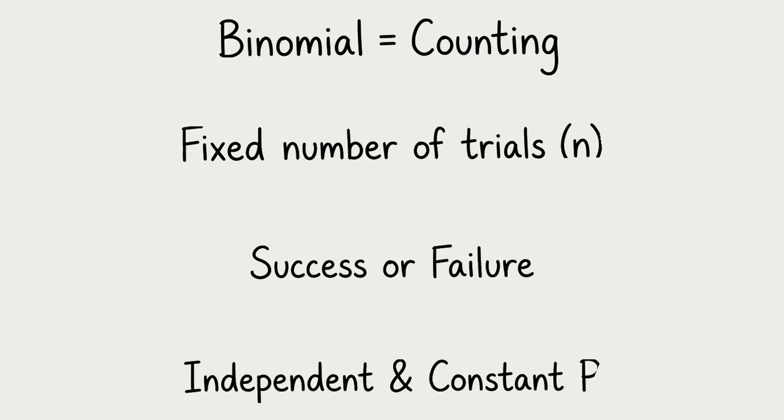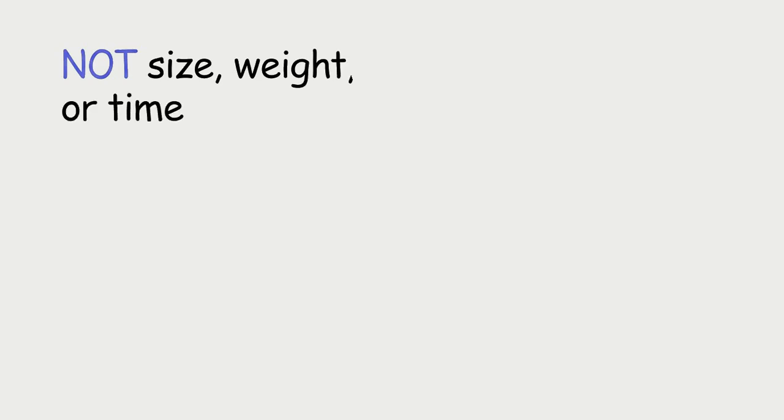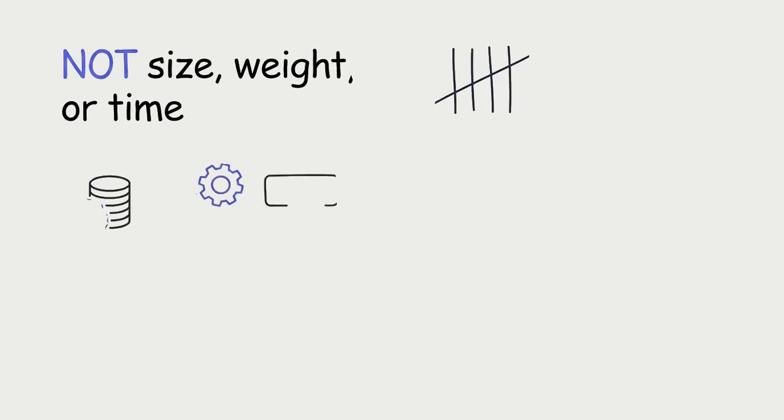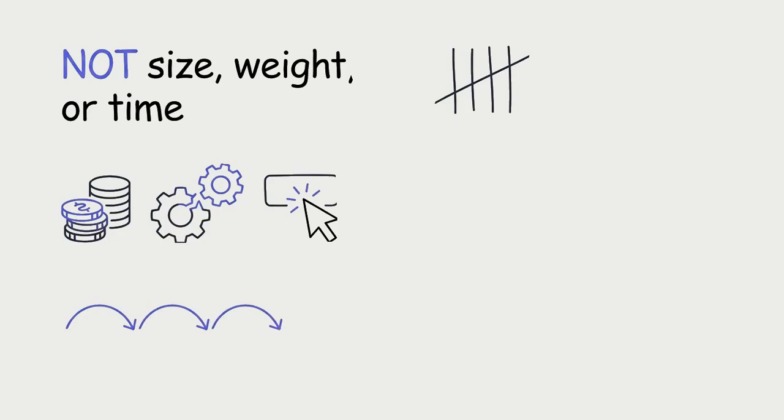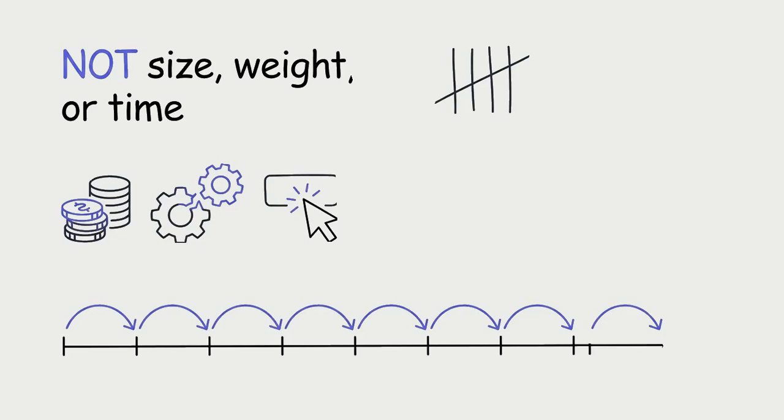If all of that is true, then the random variable is binomial. You are not measuring size, weight, or time, you are counting successes. For example, the number of heads in 20 coin flips, the number of defective items in a batch of 50, the number of people who click an ad out of 10,000 visitors. In every case, the answer can only be whole numbers from 0 up to n. That discreteness is key. A binomial random variable jumps in steps. It never takes on values in between.